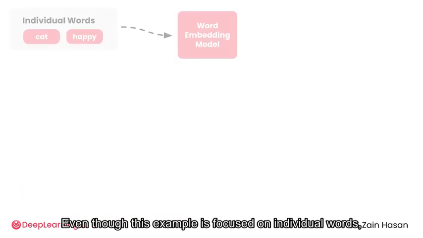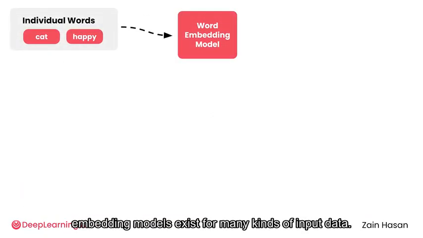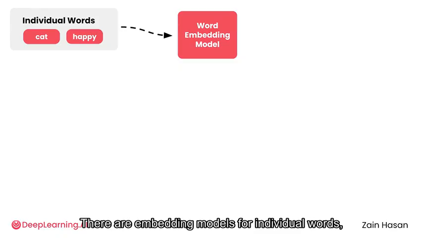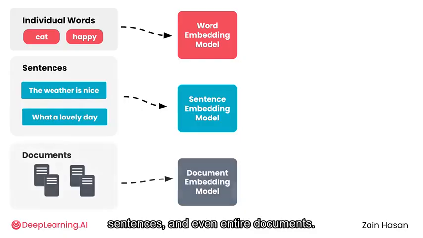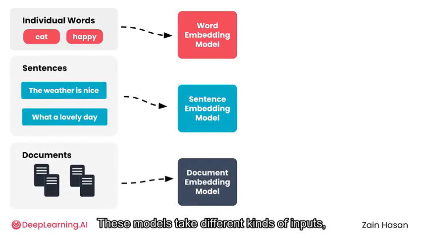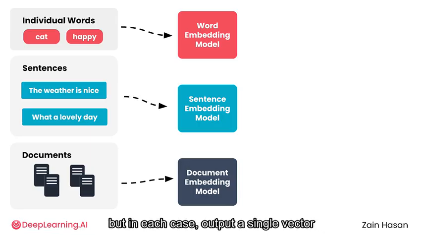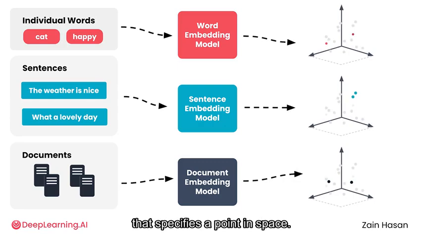Even though this example is focused on individual words, embedding models exist for many kinds of input data. There are embedding models for individual words, sentences, and even entire documents. These models take different kinds of inputs, but in each case, output a single vector that specifies a point in space. Just as with single words, if the vectors are closer together, the pieces of text have similar meaning.